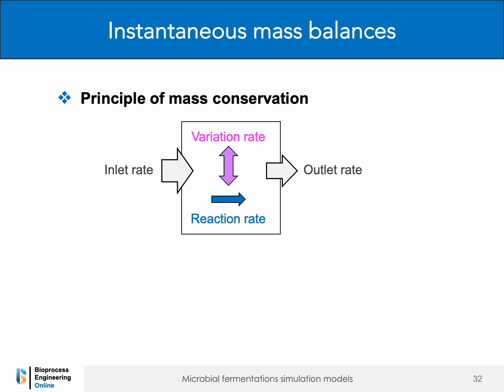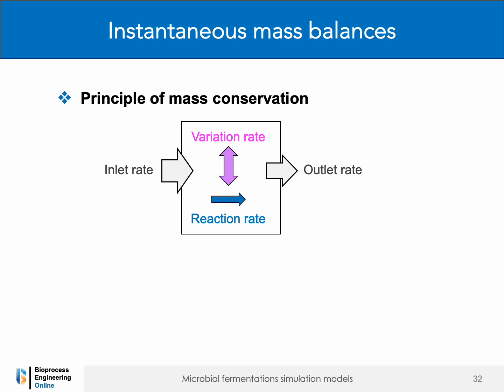For a component, the instantaneous mass balance, that expresses the fundamental principle of mass conservation at each instant, involves four terms: the inlet rate, from the outside to the inside of the fermenter; the outlet rate, from the inside to the outside of the fermenter; the biotransformation rate, that can be a production rate for a product or a consumption rate for a substrate; and the internal variation rate, that represents the rate of the component's mass variation inside the fermenter.